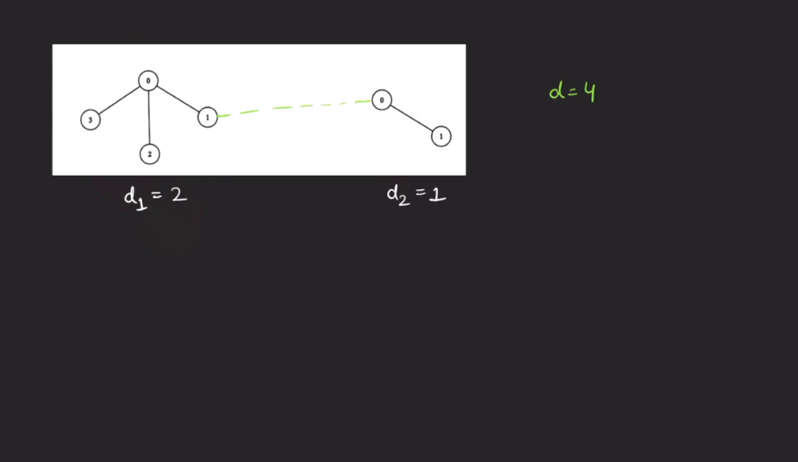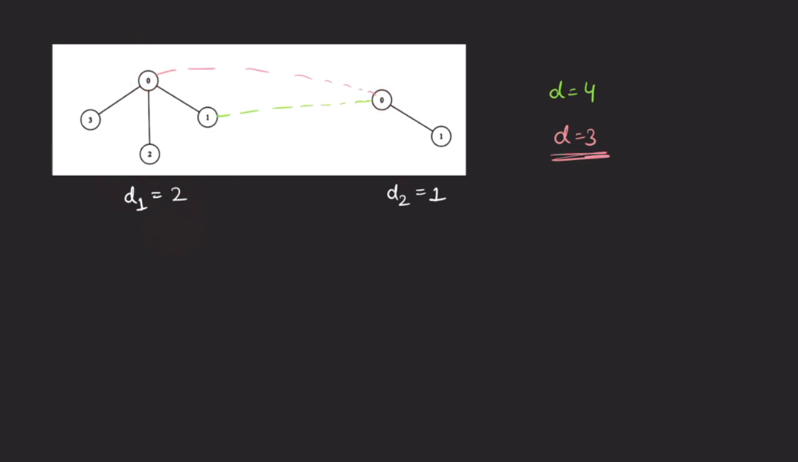But is this the minimum possible diameter? What if instead of connecting these two nodes, I had connected these two nodes? Then what would be the new diameter? 1, 2, 3. The diameter would be 3, which is smaller. So we should connect these two nodes to get the minimum possible diameter.